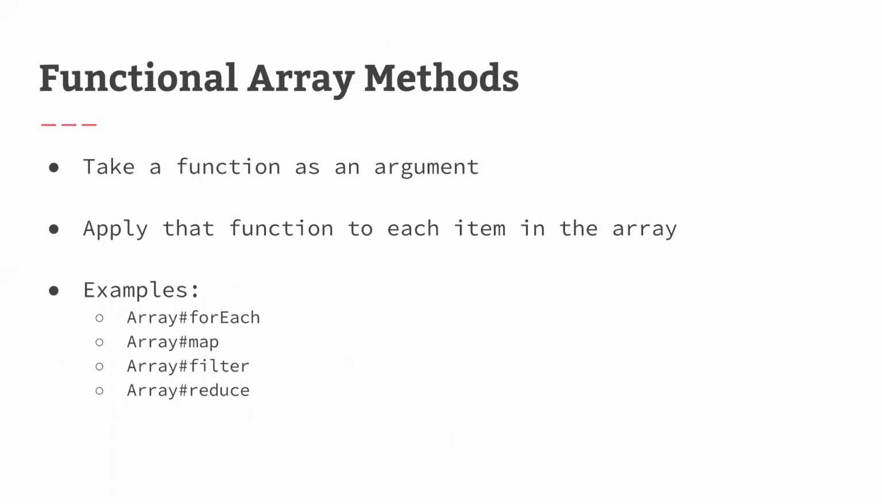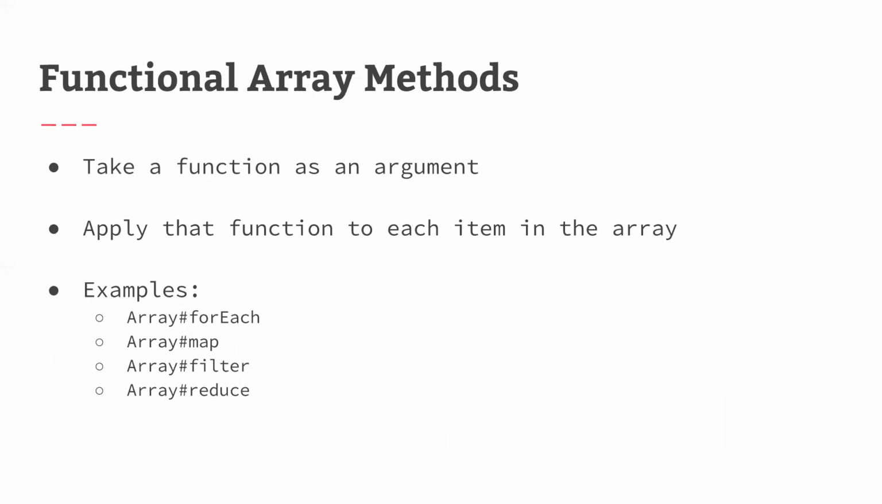And so the array methods that follow this functional dynamic, there are a lot of them, but these functional array methods that I want to talk about, they take a function as an argument. So all of these take a function as an argument, maybe something else too, but at least a function as an argument. And then they apply that function to each item in the array. So you can think of these as iterating through the array as well.